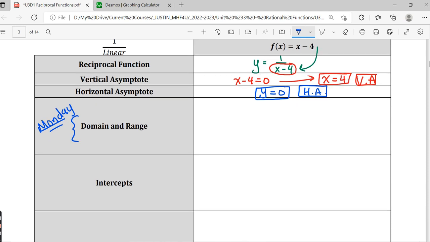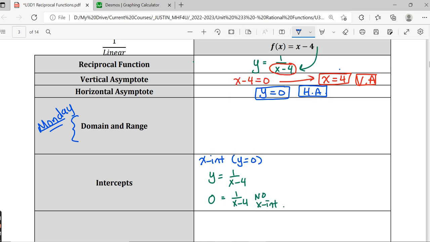Intercepts. What are the x-intercepts? Well, the x-intercepts of the reciprocal would be where y equals 0, right? So let's look at x-intercept first. For the x-intercept, you set y equals 0. So what was our reciprocal function? Our reciprocal was y equals 1 over x minus 4. If I set y equal to 0, 1 over x minus 4, is this possible? 1 divided by what number will give you 0? Not possible, so there are no x-intercepts.